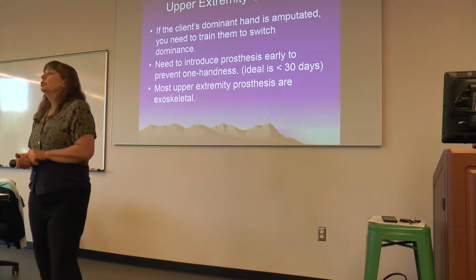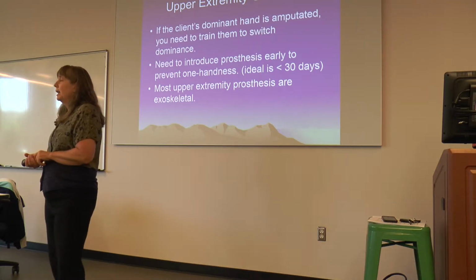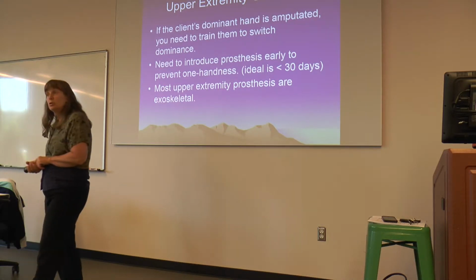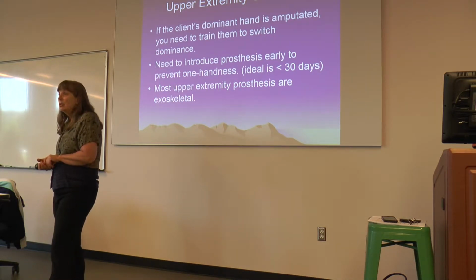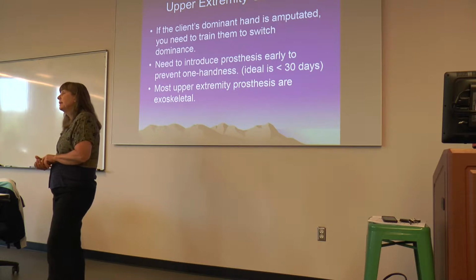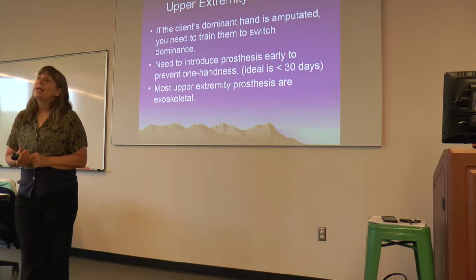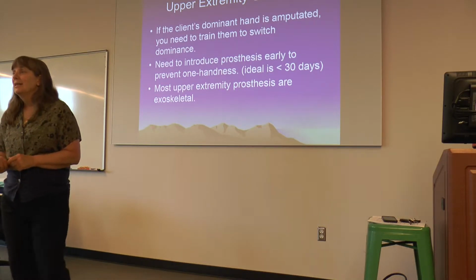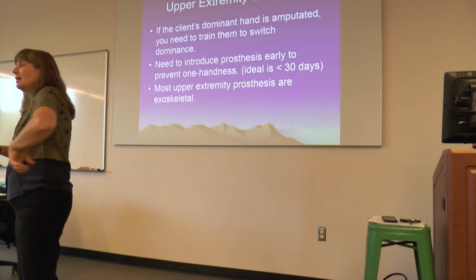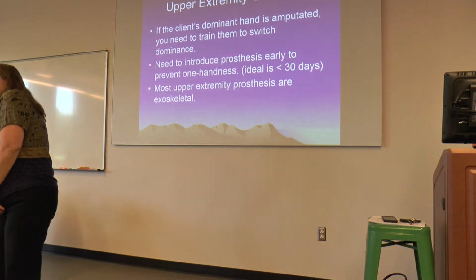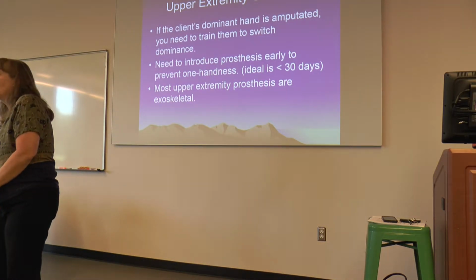Ideally, you want to introduce the prosthesis as early as possible because it's closer to the heart, it typically heals quicker. Ideally, you want to do it in less than 30 days, but the big thing is to introduce it one-handed, or they will become one-handed with lots of their tasks. You will see them open a bottle and do things, and the prosthesis is just a limp, passive thing hanging on the side of their arm.